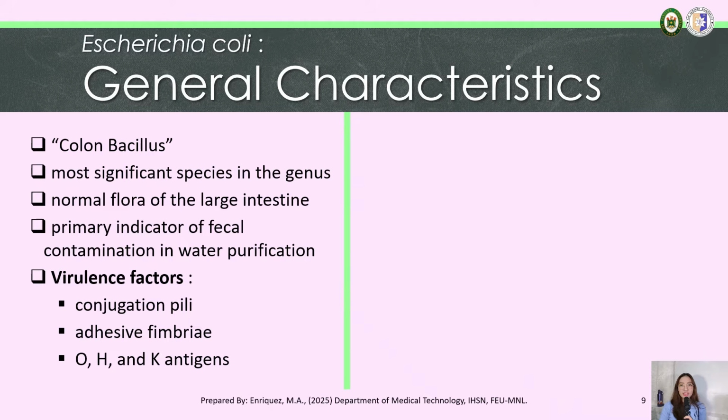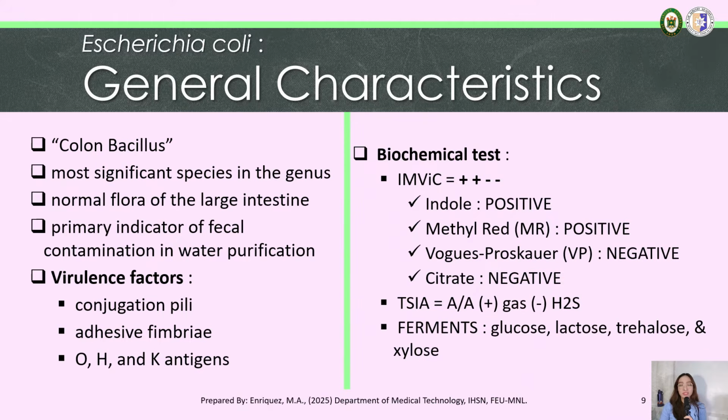So as previously discussed in your laboratory classes, specifically on chapter 9, alam nyo na po yung meaning nung IMViC, diba? So let's look at this one right here. So, indole production positive, methyl red positive, Voges-Proskauer negative, and citrate negative po ang IMViC reaction ng Escherichia coli. So its IMViC is positive, positive, negative, negative. All right? So ito naman po yung TSI results niya. It is A over A or acid over acid, positive for gas production and negative for hydrogen sulfide reaction.